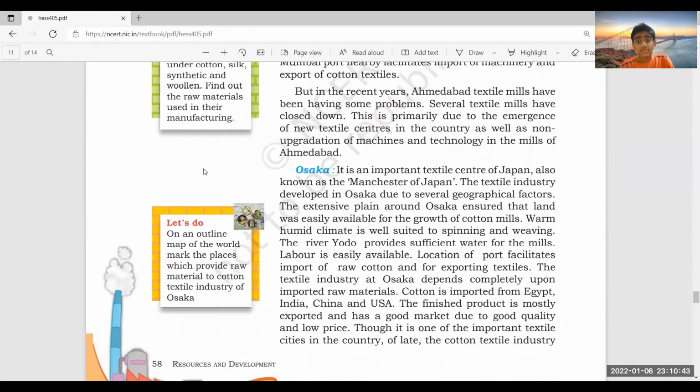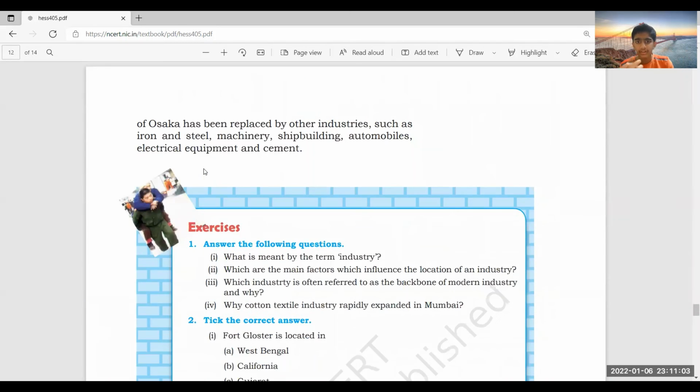And Osaka is known as the Manchester of Japan, like the Manchester of India. Manchester of India is Ahmedabad. Manchester of Japan is Osaka. Right, clear? So again, the geographical factors might have suited it. That's the reason it has grown. Now, cotton is imported from Egypt, India, China, and USA. Many countries import it, export it. That's the reason trade grows.